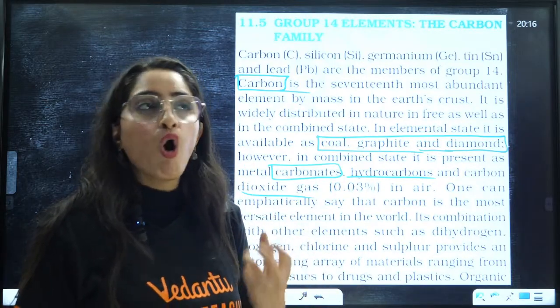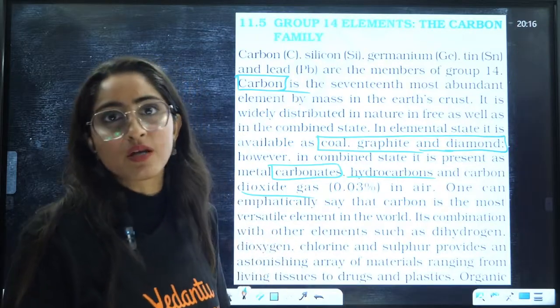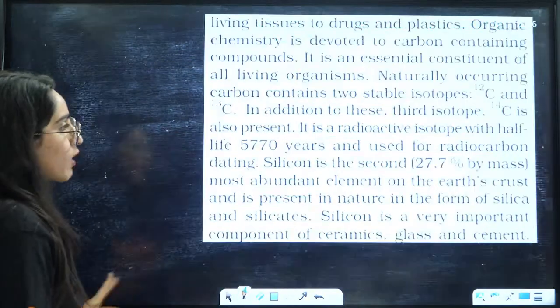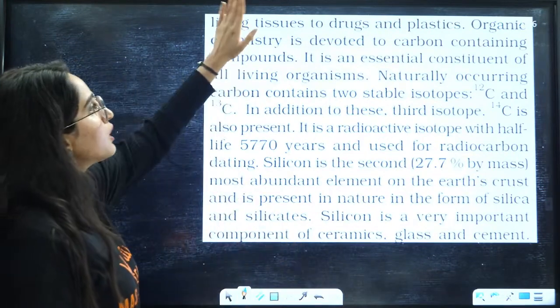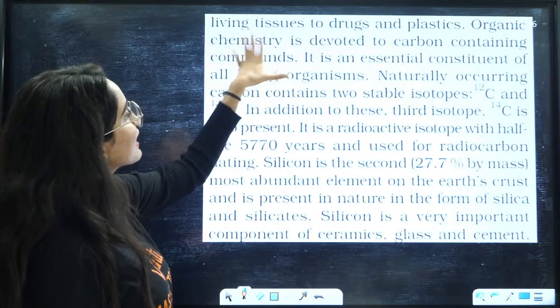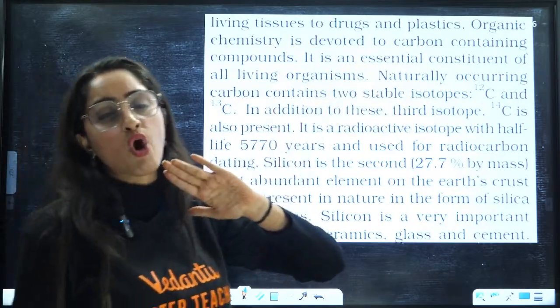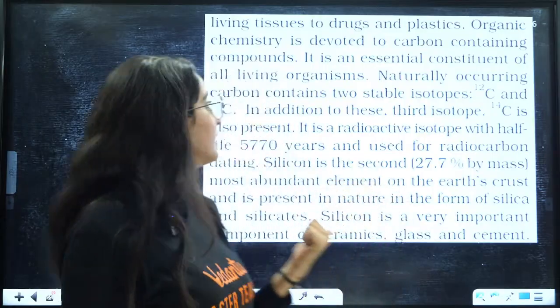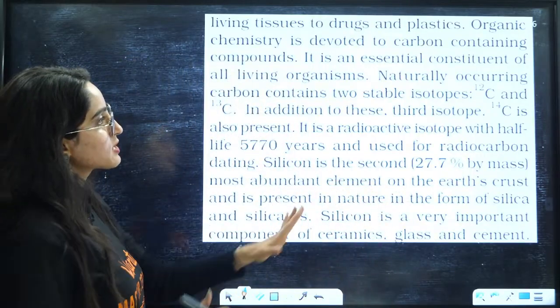Polymers are also the combination of so many hydrocarbons, the organic compounds, right? So organic compounds definitely have carbon. From living tissues to drugs, plastics. Organic chemistry is devoted to carbon-containing compounds. In organic chemistry, we talk about carbon and hydrogen containing compounds. It is an essential constituent of all living organisms.